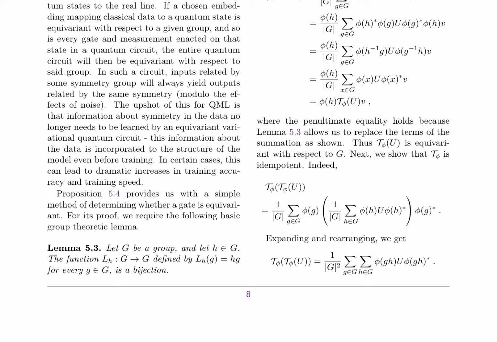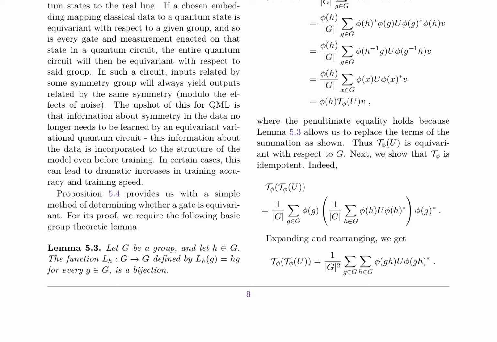The authors provide a simple method for determining whether a gate is equivariant and prove that the composition of finitely many equivariant functions is an equivariant function. Finally, the authors introduce a projection operator T-phi that maps an operator U in B(V) to an operator equivariant with respect to a finite group G.